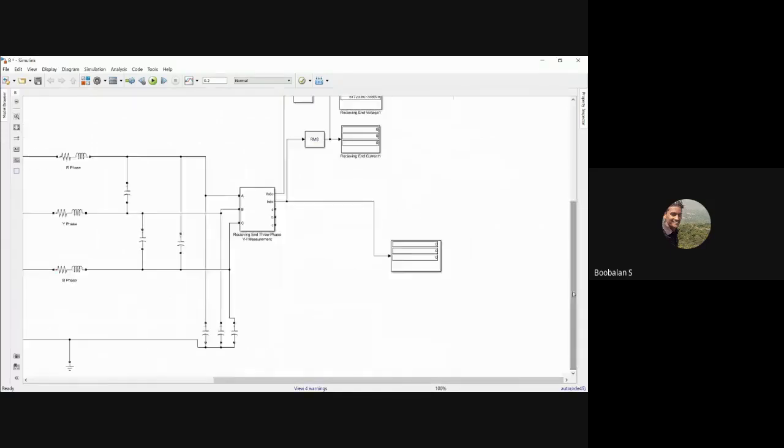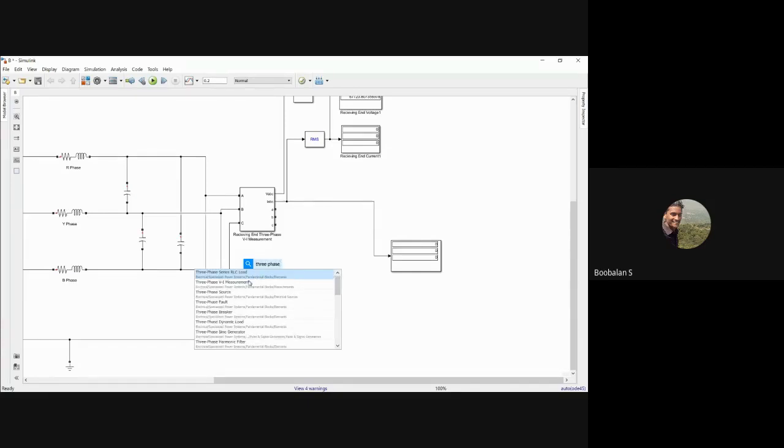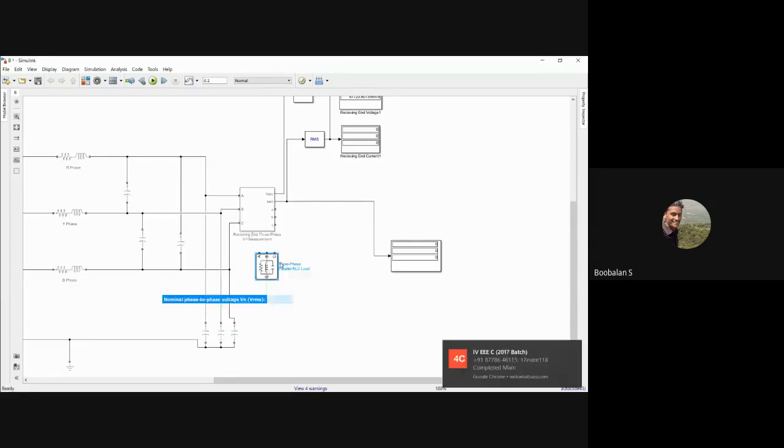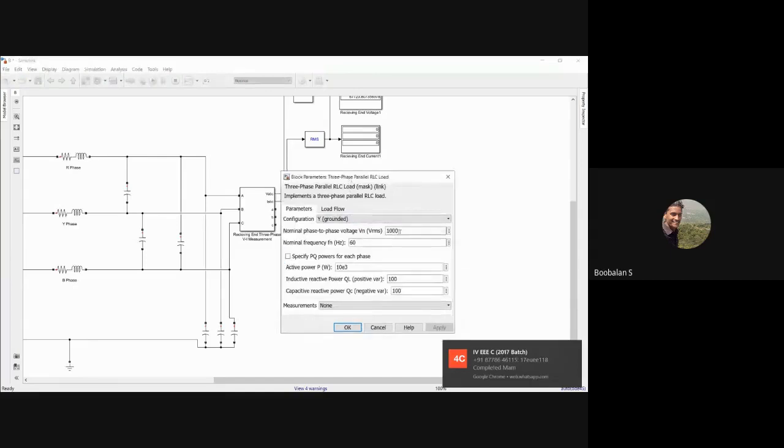Already we have seen, we need to use reactive power compensation over here, right? So we need to add reactive power over here. We have already seen that: this one, the three phase RLC load. We need to use the three phase parallel RLC load. We are actually going to use only reactive power, with a 110 kV, 50 Hz power supply.